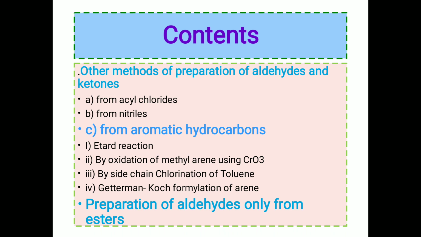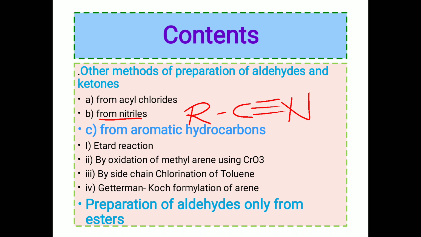In the other methods we have studied three types mainly. The first one is from acyl chlorides, which have the general formula RCOCl. We studied it in part 3, especially in the Rosenmund reduction reaction. Today we will study the preparation of aldehydes and ketones from nitriles. Nitriles have the general formula RC≡N. And then from aromatic hydrocarbons.